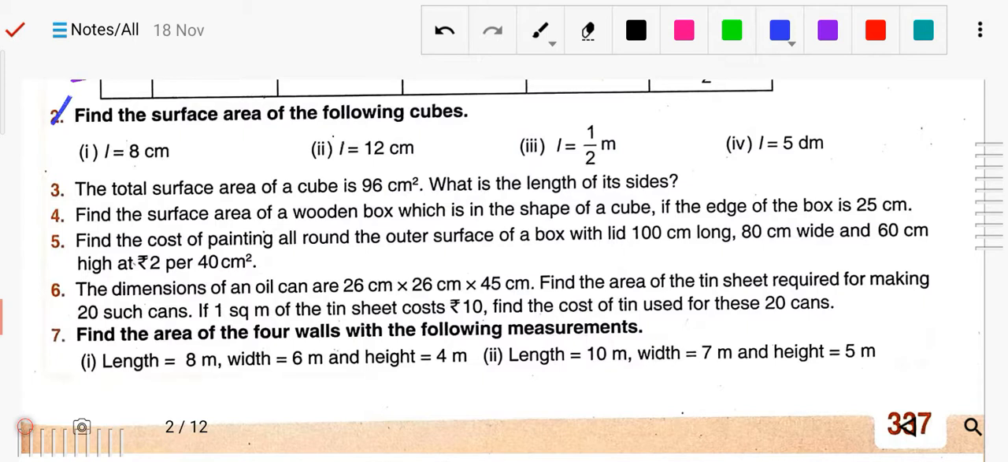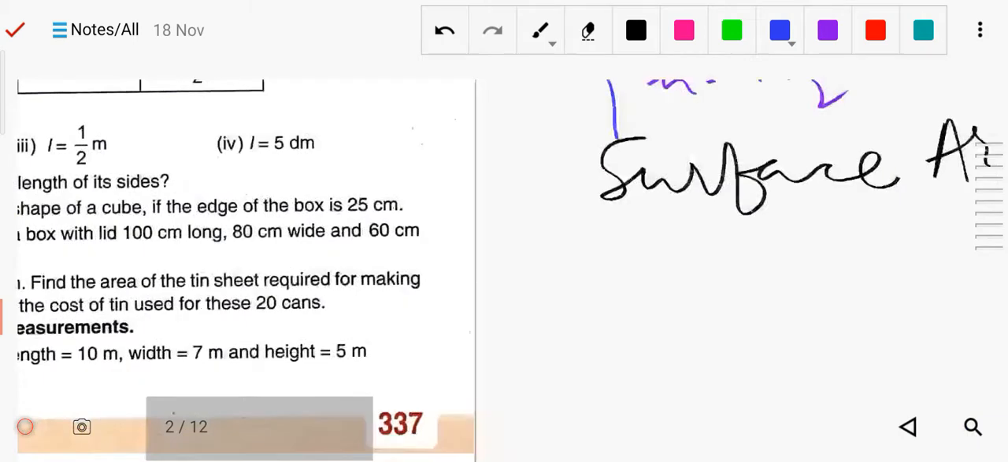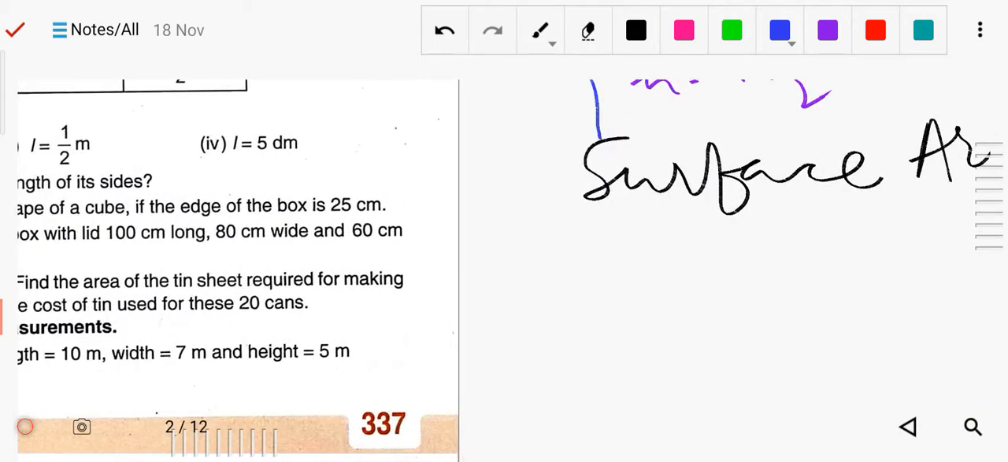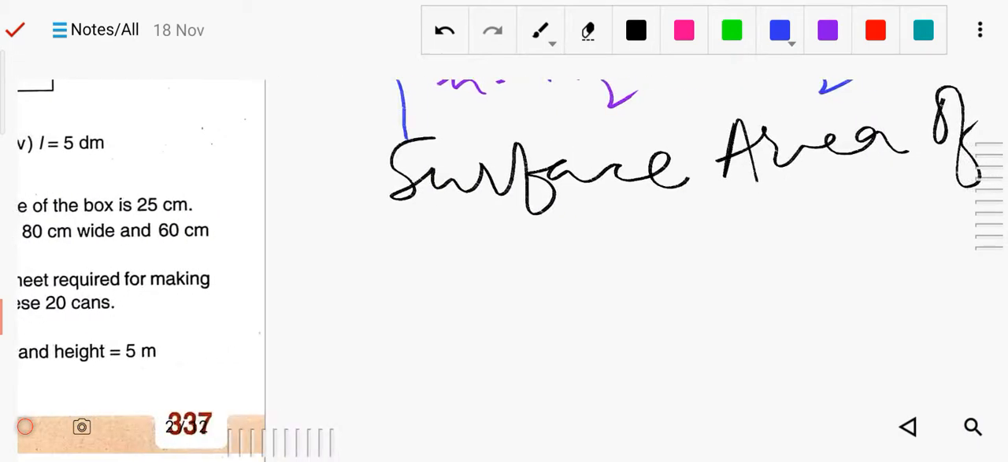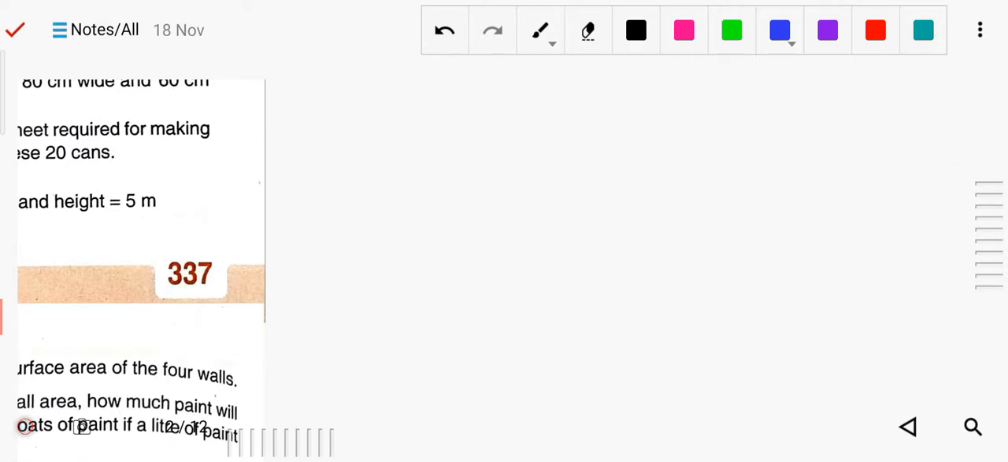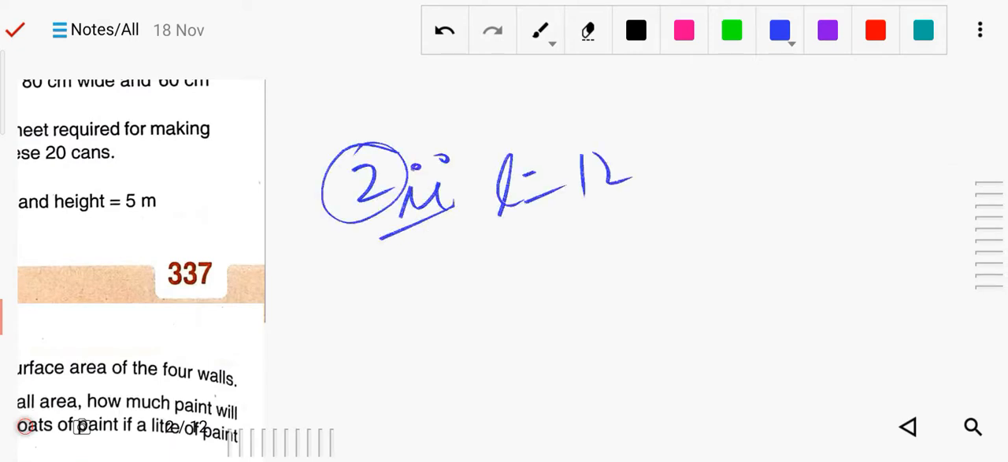Next, question number 2: find the surface area of the following cubes. These are the cubes. Here in question number 2, L, the side, is given, which is 12 centimeter. Very easy, you have to do the same thing. First of all, for this question, L is given as 12 centimeter.